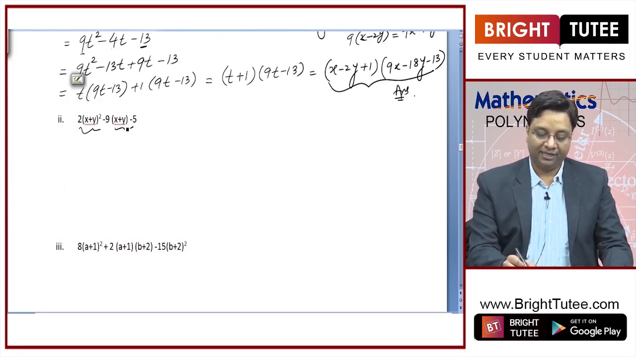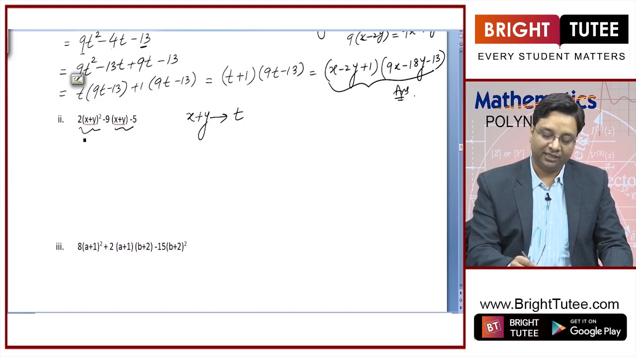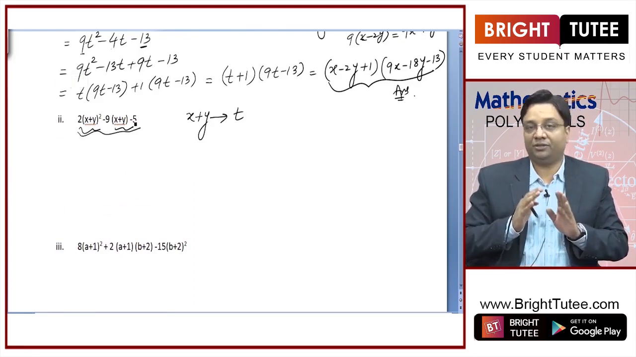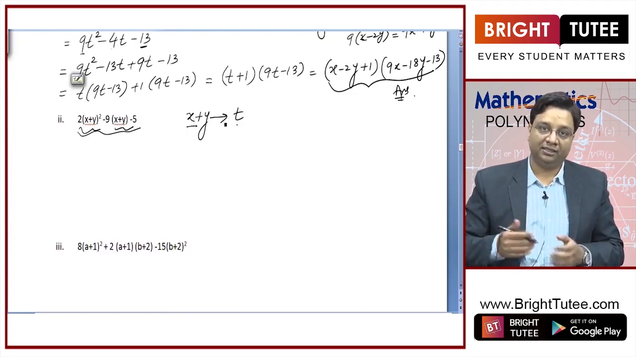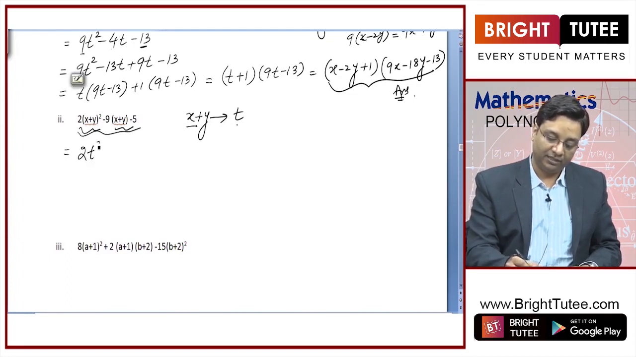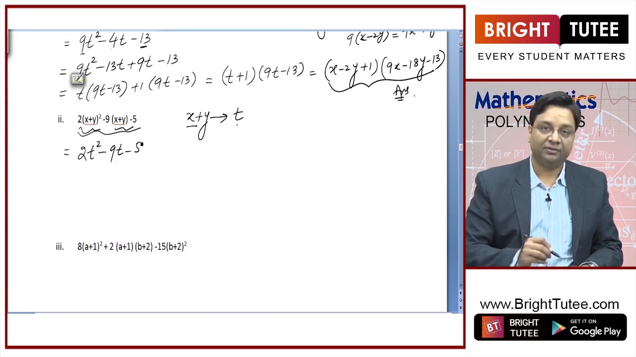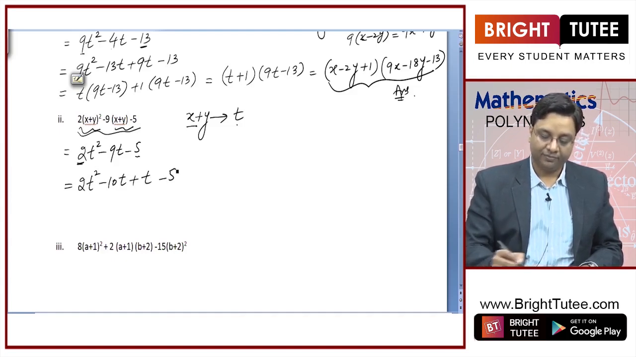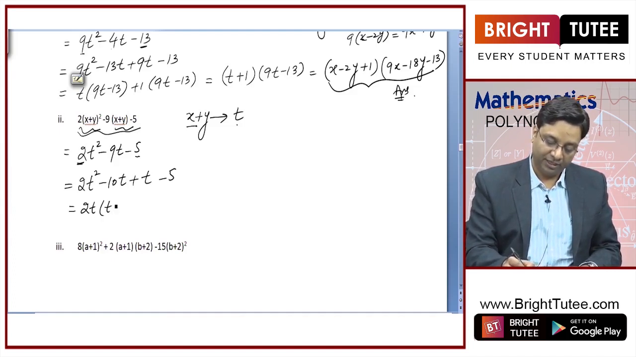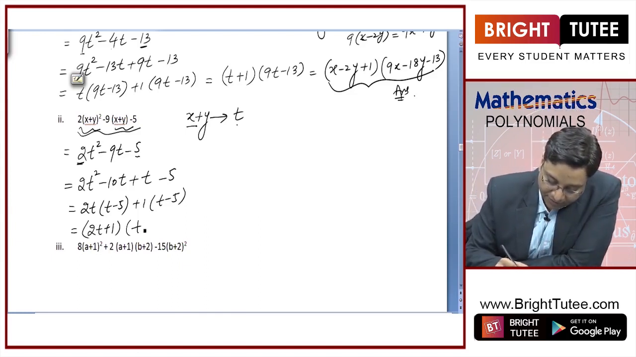Similarly, in this part I can replace x plus y by a new variable, so that this question looks simpler. Otherwise you can directly calculate, if you think of x plus y as your variable. But if you replace it by a new variable, then this will start looking simpler. 2t square minus 9t minus 5. Now 2 into 5 is 10, 9 can be split into minus 10 plus 1. 2t common, t minus 5 plus 1, t minus 5. So it will be 2t plus 1 into t minus 5.